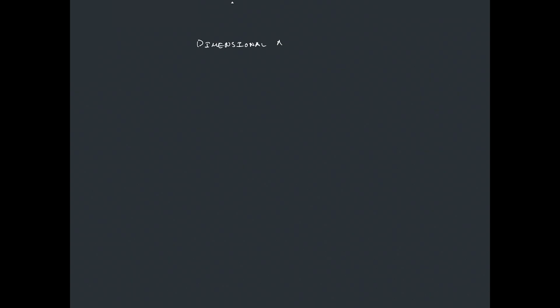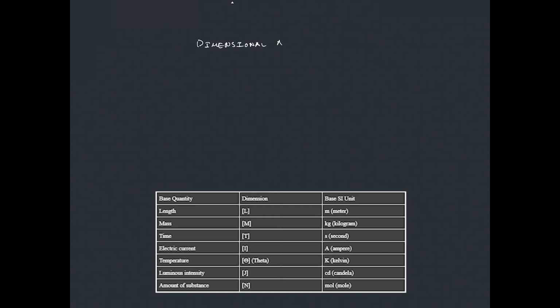When we speak of the dimensions of a quantity, we're referring to the type of base units or base quantities that make it up. So the dimensions of area is always length squared, right? If you think about the area of a square, it's going to be the length squared. If you think about the area of a circle, it's going to be pi times the radius squared, and radius is measured with length. So that is also going to be the dimension L squared or length squared. And we write that in square brackets.